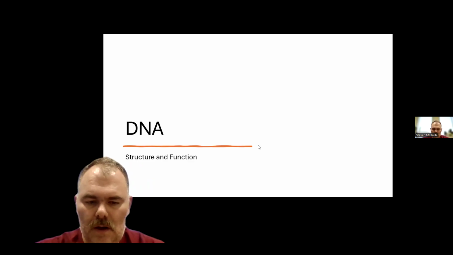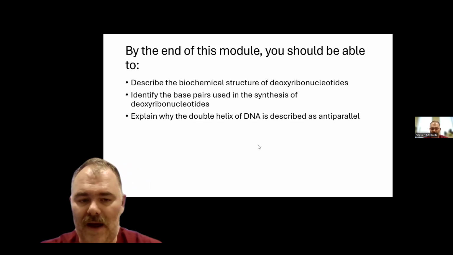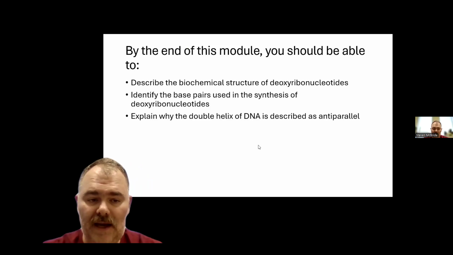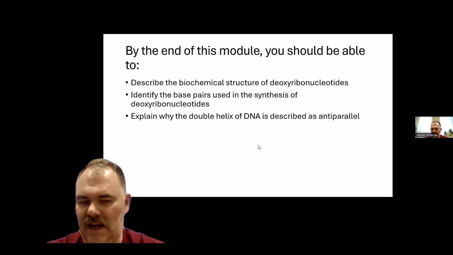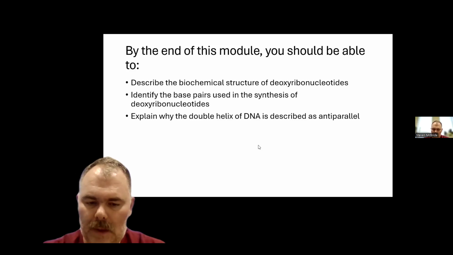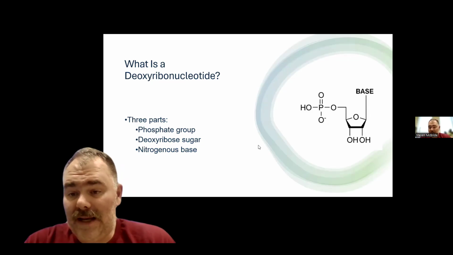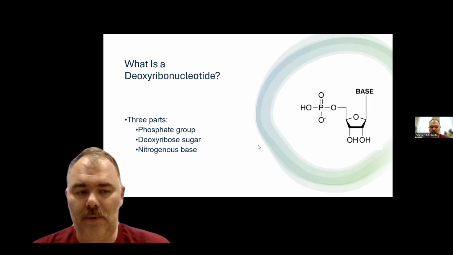And so, by the end of this module, you should be able to describe the biochemical structure of deoxyribonucleic acid or deoxyribonucleotides, identify the base pairs used in the synthesis of DNA, and explain why the double helix of DNA is described as antiparallel. All right, now understanding this information is going to help you a lot when you get into the actual DNA replication process because it all plays an important role.